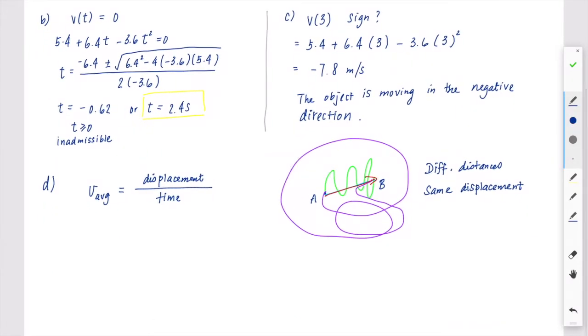I just know that they were at position s of 3 at 3 seconds, and at position s of 0 at time 0. And then divided by 3 minus 0. If I work this out, s of 3 gives me 12.6. s of 0 gives me 0, over 3 here. It works out the average velocity of this journey is 4.2 meters per second.